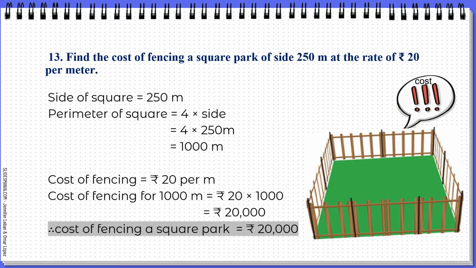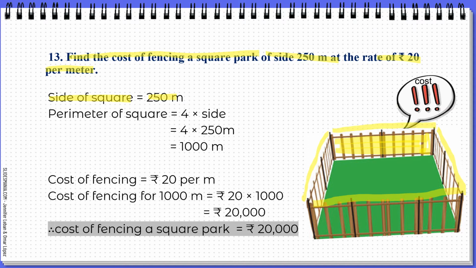So let's read question number 13. It says, find the cost of fencing a square park of side 250 meters at the rate of rupees 20 per meter. So first of all, what is given to us? The side of the square is given to us, that is 250 meters. That means if you have a square park, one side here is equal to 250 meters. But then we have to fence all the four sides of the square, right? So to fence all the four sides, we will be adding them up, or finding the perimeter of it.